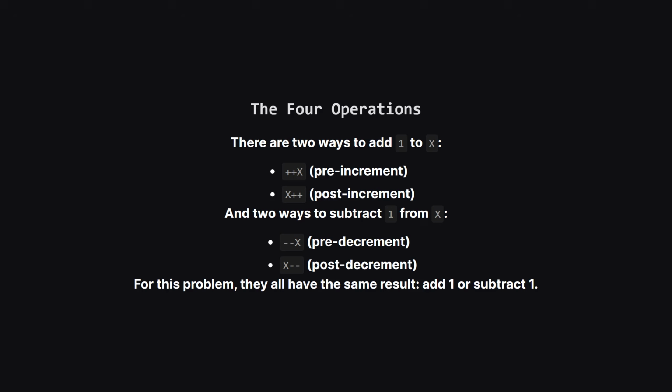Now the problem lists 4 operations. You'll see things like ++x and x++. In many programming languages, the order of the plus signs matters, but for this problem, it's a bit of a trick. Both of these operations simply mean add 1 to x. The same goes for --x and x--. They both just mean subtract 1 from x.